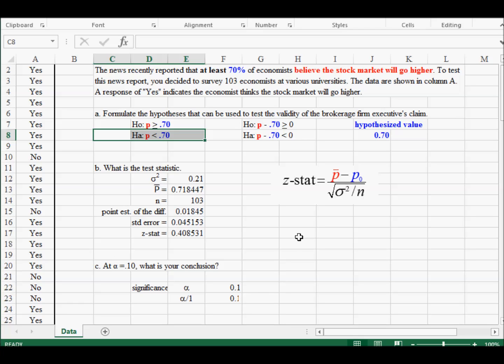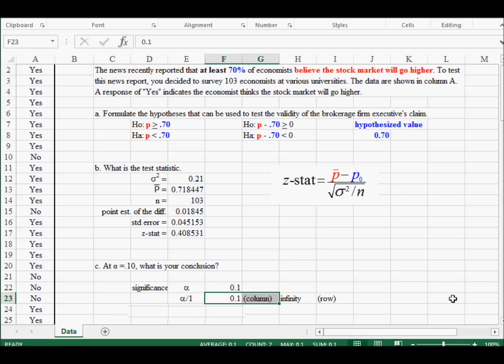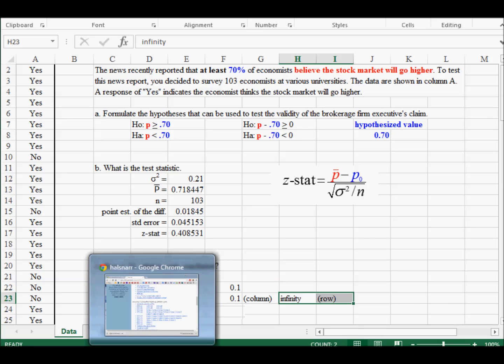And remember, in previous discussions, we can find the critical value of this test in either the standard normal table, which I like to call the Z table, or we can find it in the infinity row of the T table. And if you find it in the standard normal table, you only get 2 decimal accuracy. So I like to find it in the infinity row of the T table. So we want to go to row infinity of the T table and column 0.1.